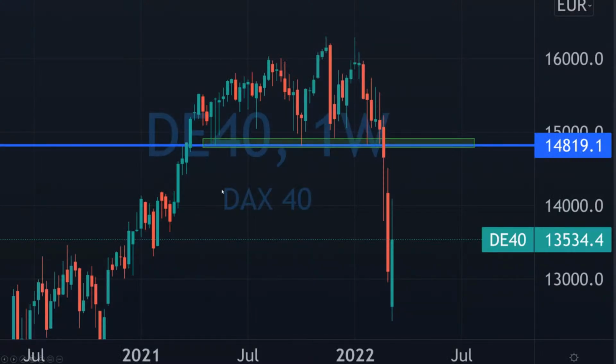Now, here is where it manifests. This is recent. This happened. We know the DAX. Obviously, many of you may trade the DAX. You might be from Europe. You may like trading the German market. I'm not sure. But here is actually a case of what we call Wyckoff distribution.